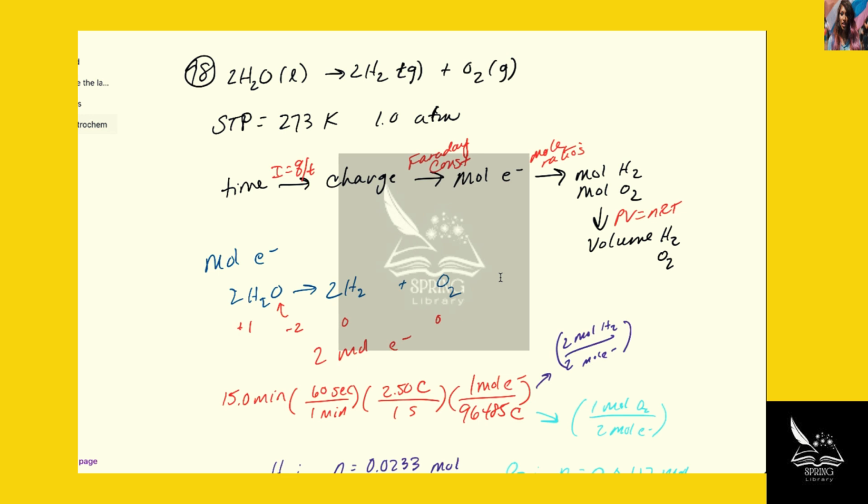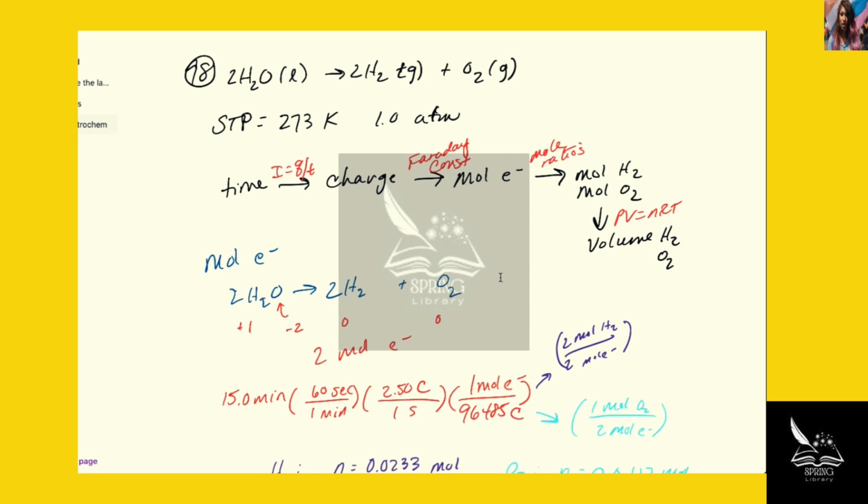We then use the Faraday constant to tell us how many electrons were transferred. Then we can use the mole ratio of how many electrons are in the equation to how many moles of hydrogen and oxygen are in the equation. That will give us the quantity of hydrogen and oxygen that's produced. And then we can just use the ideal gas law to get the volume. So basically, instead of calculating mass, we're calculating volume.